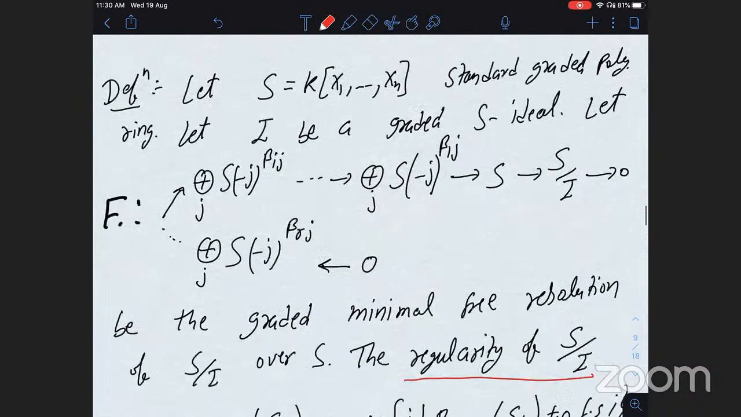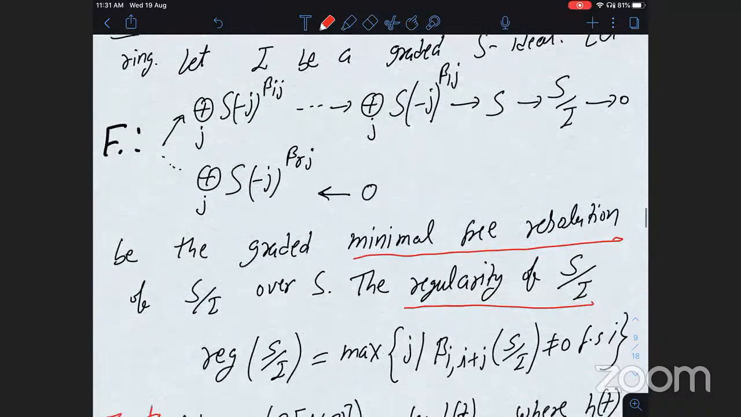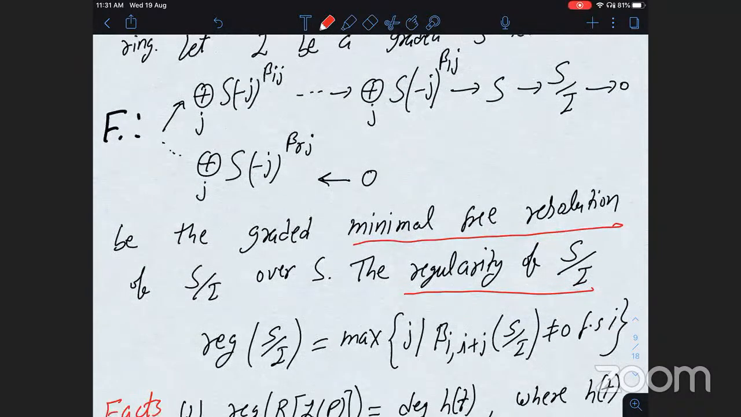So now one more definition. Let S be a standard graded polynomial ring. Let I be a graded S ideal. Let F dot be the graded minimal free resolution of S mod I over S. We defined what a minimal free resolution is earlier. It will be graded if the maps between the free modules are of degree 0.